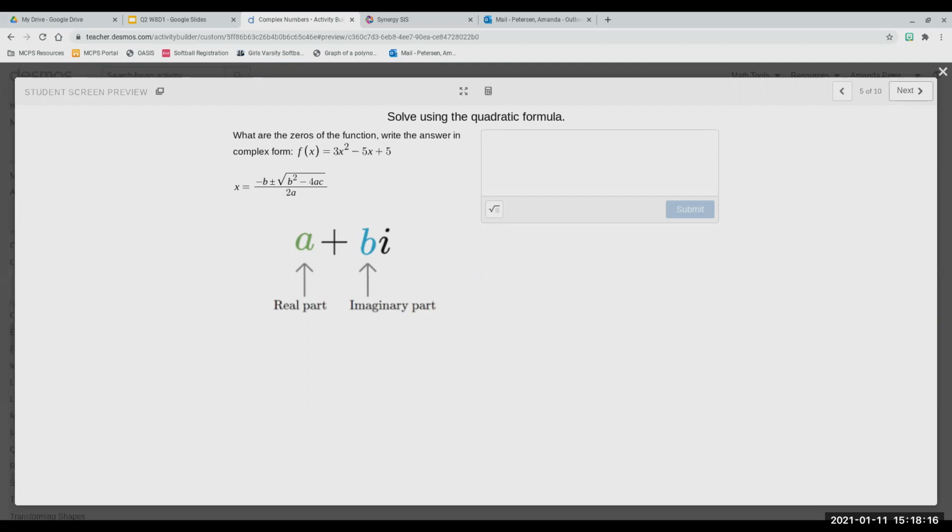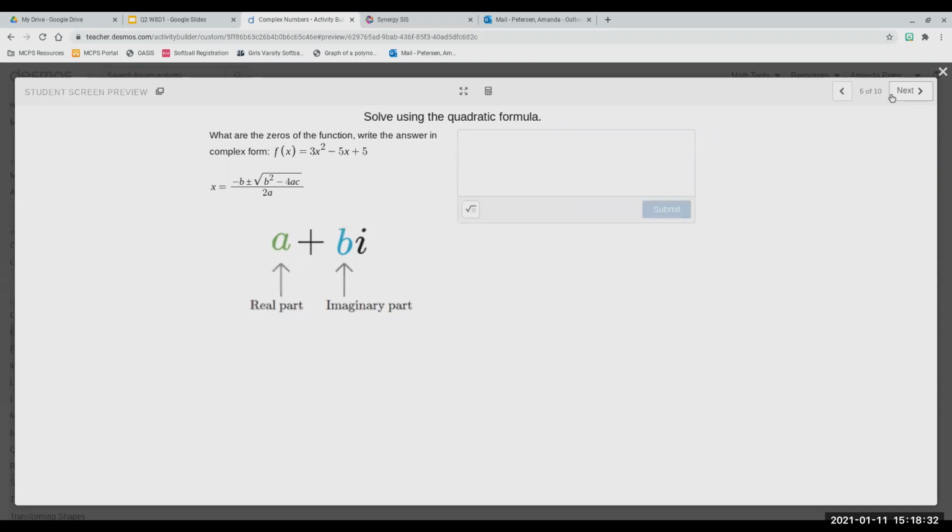So you're going to go ahead and solve slide 5 by using the quadratic formula. Go ahead and pause the video and do so. All right, so let's go ahead to the next slide and see how you did.